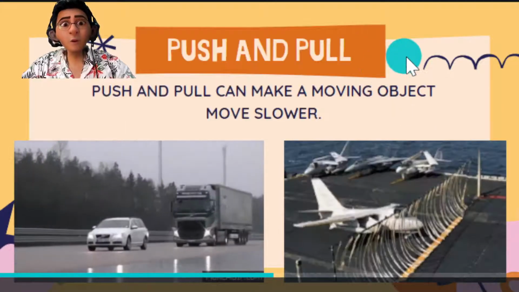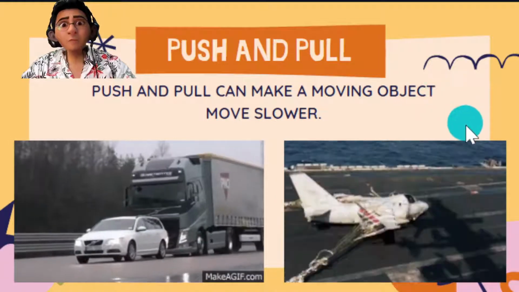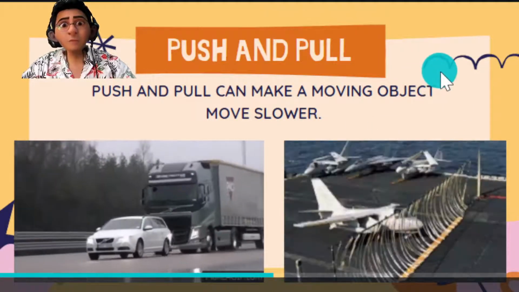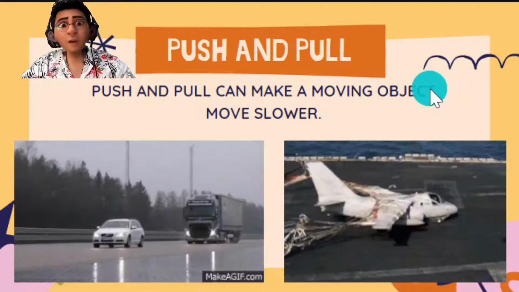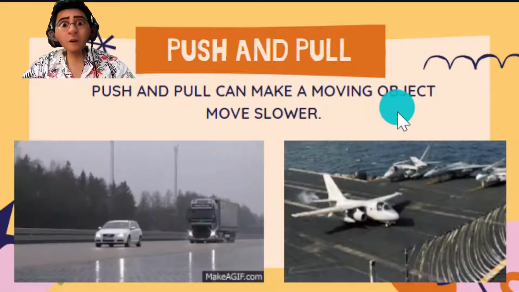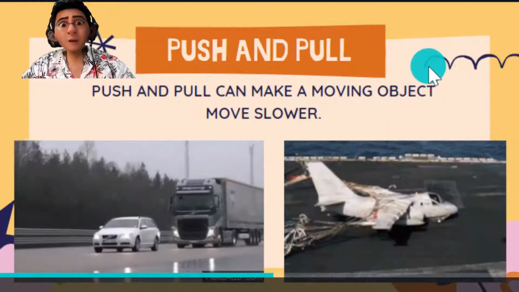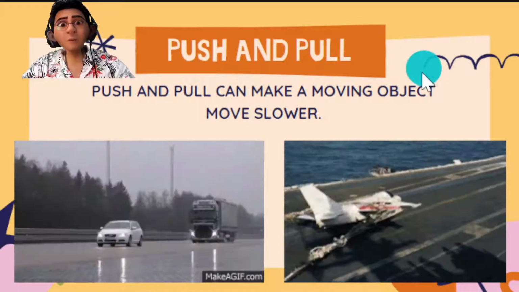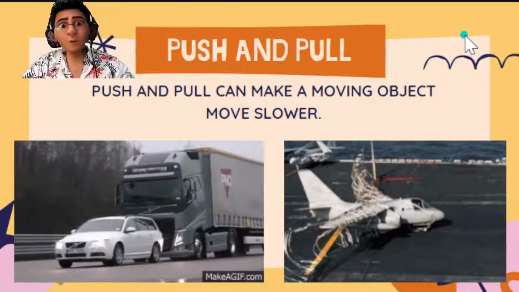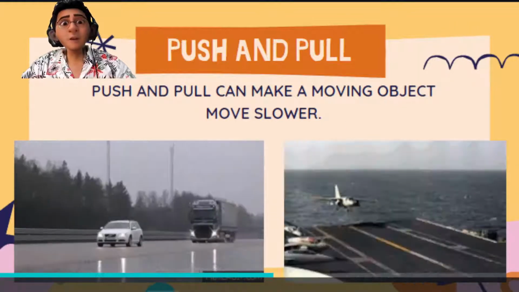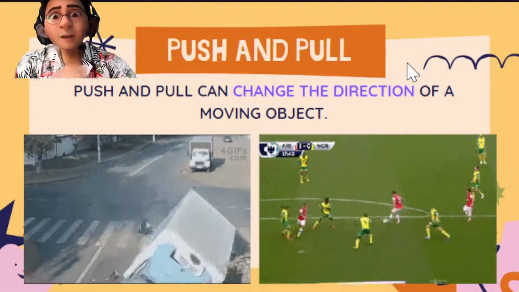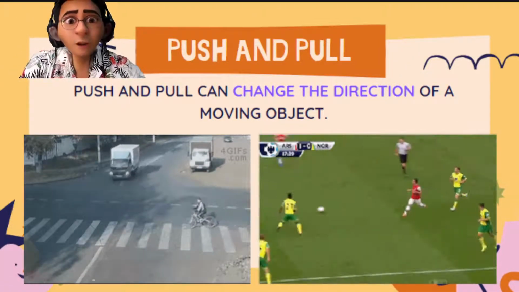Number 4. Push and pull can make a moving object move slower. This is a truck, a fast moving truck. When you hit the brakes, it becomes slower. It's the same with your father's car. And the second one is an aeroplane, a fast moving aeroplane. When it hits the net, it will go slower. Okay, and the next one is push and pull can change the direction of a moving object.